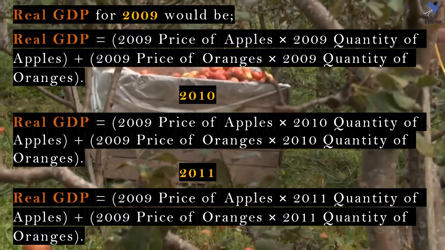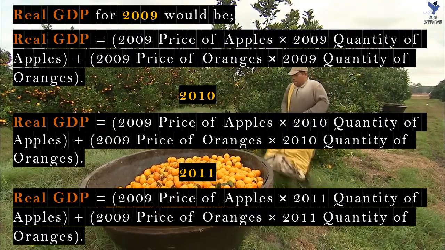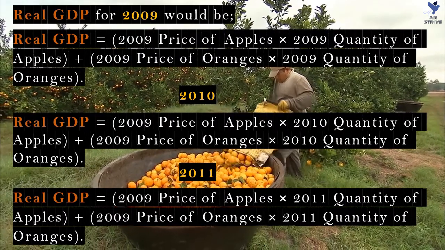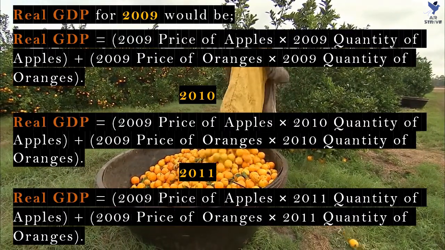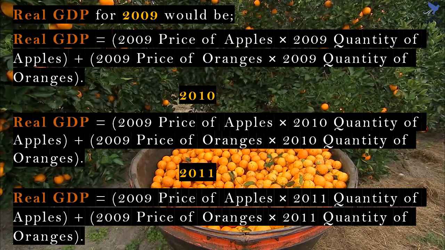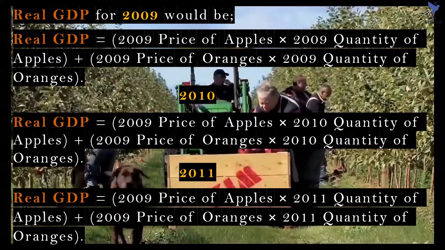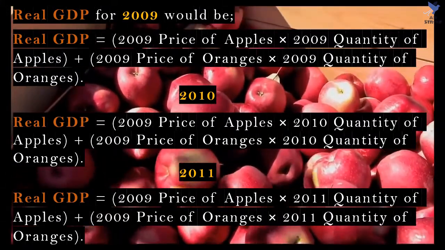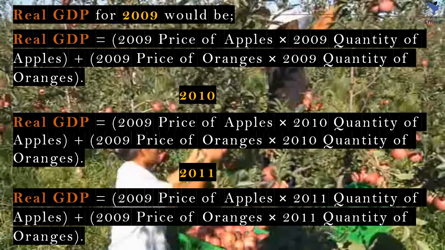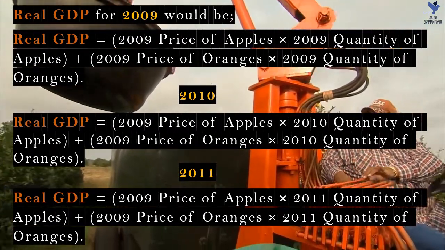So we have computed the prices for all 3 years. Because the prices are held constant, real GDP varies from year to year only if the quantities produced vary. Because a society's ability to provide economic satisfaction for its members ultimately depends on the quantity of goods and services produced, real GDP provides a better measure of economic well-being than nominal GDP.